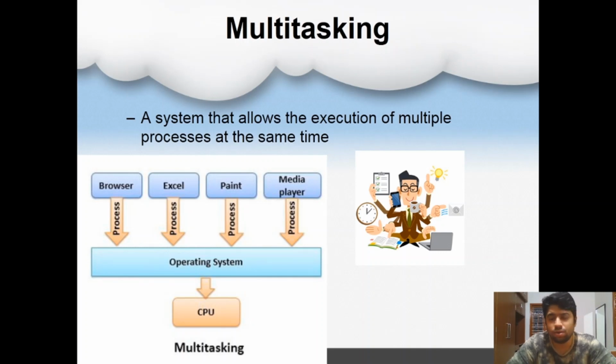Multitasking. You might have seen a person's diagram over there where he is doing multiple tasks at the same time. He's drinking tea and he's on a call, doing multiple tasks at the same time. A system that allows the execution of multiple processes at the same time is called multitasking. You can see task 1 browser, task 2 Excel, task 3 Paint, task 4 media player happening at the same time in the operating system. So multiple processes happening at the same time is called multitasking.